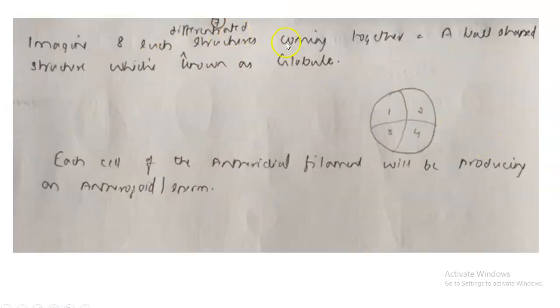Imagine 8 such differentiated structures coming together. A ball-shaped structure which is known as a globule is formed. Each cell will be forming an antheridial filament which will be producing an androzoid or sperm. So this is about the globule.